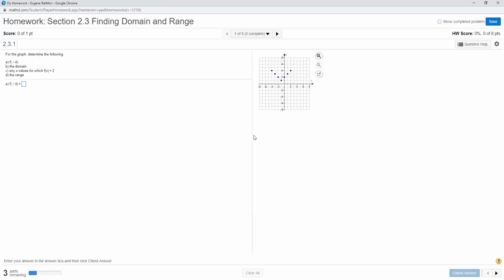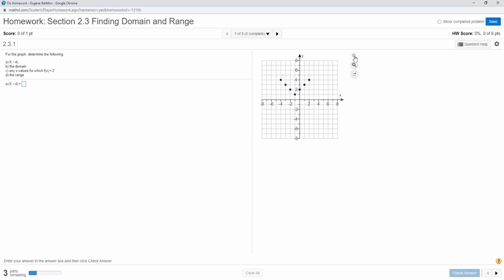All right, so you see this first problem I got up here? It's telling me for the graph, determine the following: f of -4, the domain, any x values for which f of x equals 2, and then the range. We really don't have to work this one out like equations. What they want to know on part A, f of -4, is the y value when x is -4. Let me zoom this graph in a little so you can see it good.